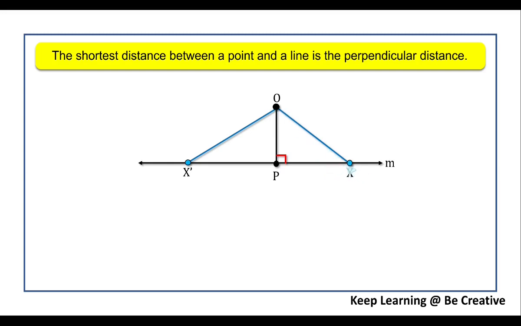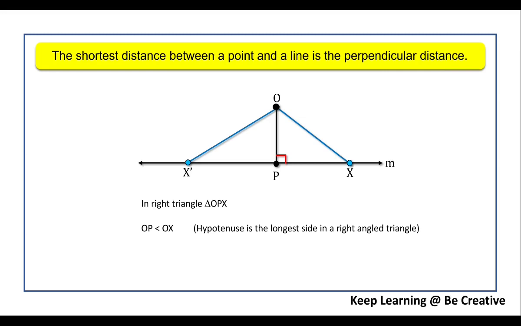So if you move this point X, if it is any other point other than P, then you will always have a right angle triangle in this way, and this OX length will always be greater than OP. Why? Because in a right angle triangle we know that the hypotenuse is the longest side. So OX will always work as the hypotenuse and it will always be longer than OP. So OP is the shortest distance between this point O and the line M. I hope this point is clear, that the shortest distance between a point and a line is the perpendicular distance.